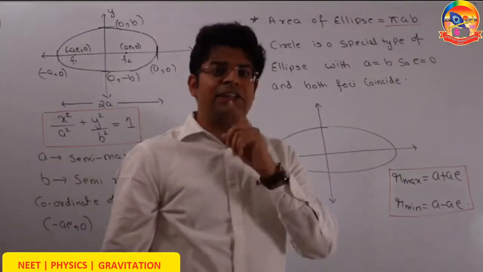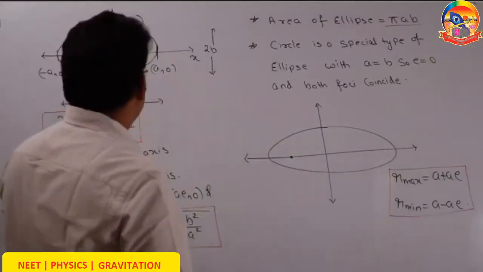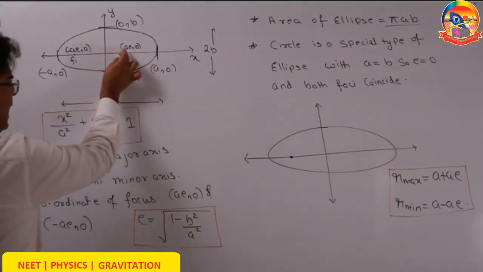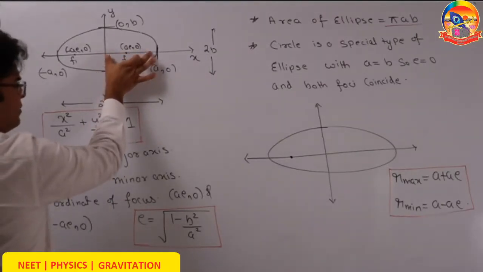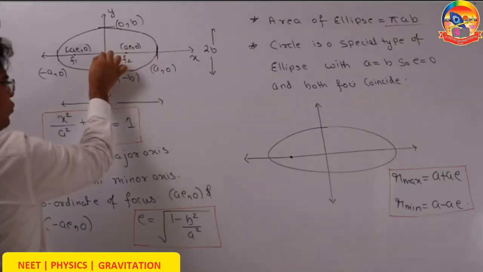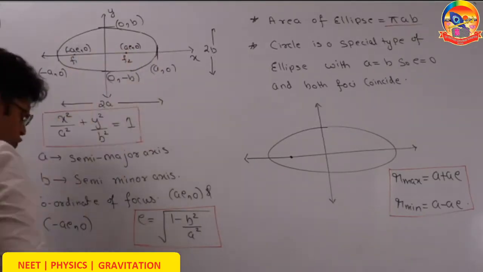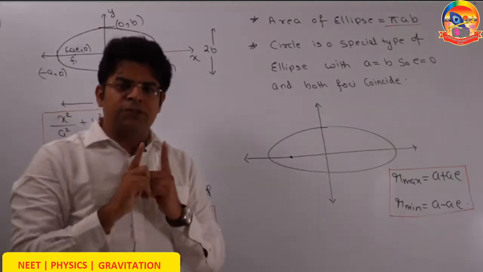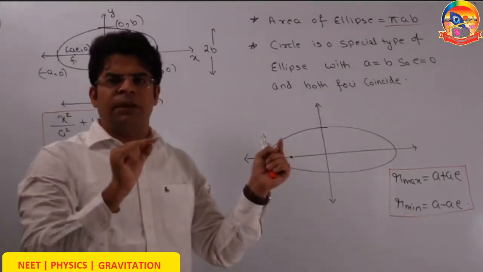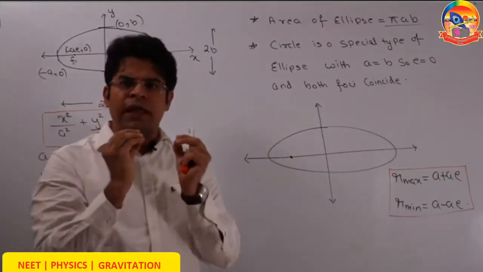Since the eccentricity comes out to be 0, what has to be the coordinate of focus? Now, coordinate of focus is AE, the length of semi-major axis times E. Since E is 0, F2 is found at origin, F1 is found at origin. So a circle is a special type of ellipse in which the length of semi-major axis equals the length of semi-minor axis and both the foci coincide.